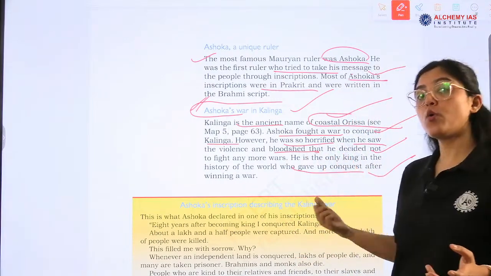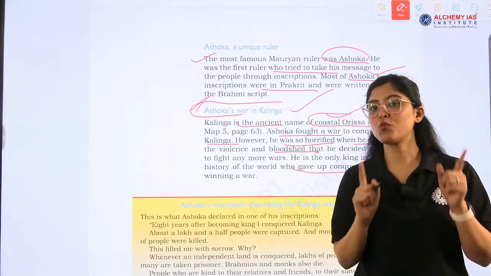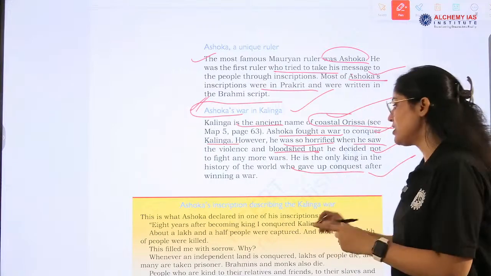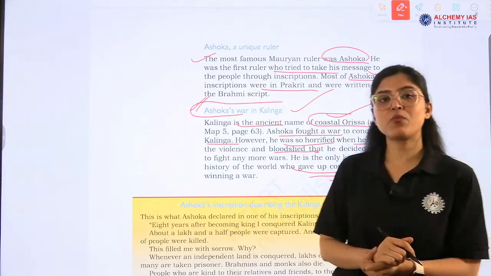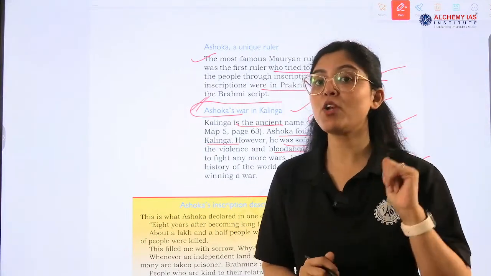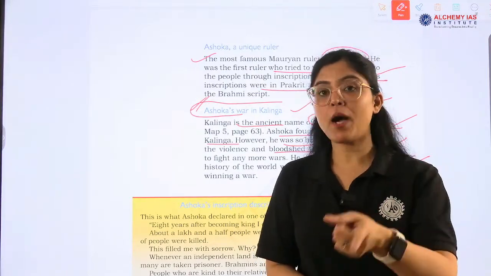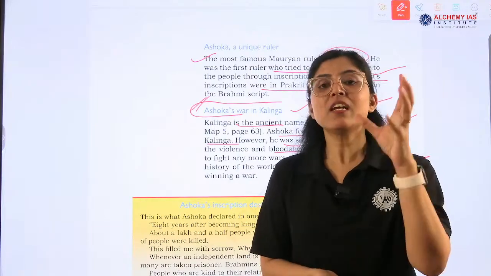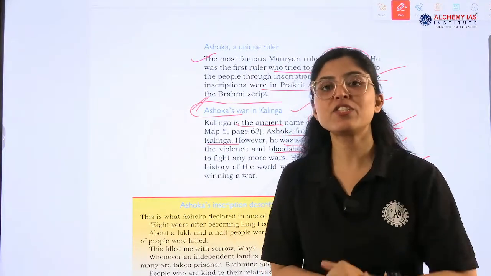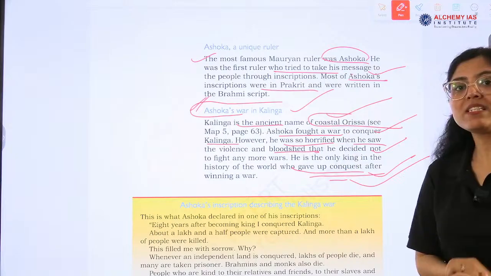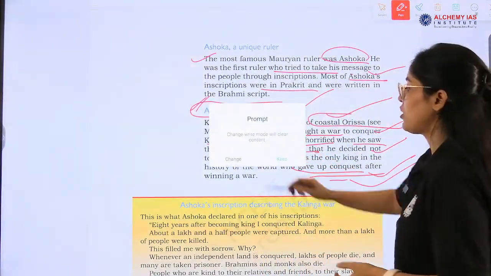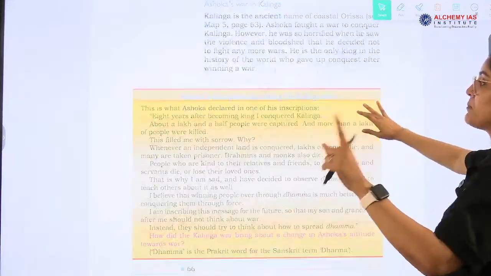He is the only king in the history of the world, very important point, who gave up conquest after winning a war, and his foreign policy also changed. So Dhamma Ghosha was adopted, and Bheri Ghosha, which means conquering through war, was rejected. Dhamma Ghosha means conquering through peace and love. So this was adopted. He is the only king in the world, remember this point.